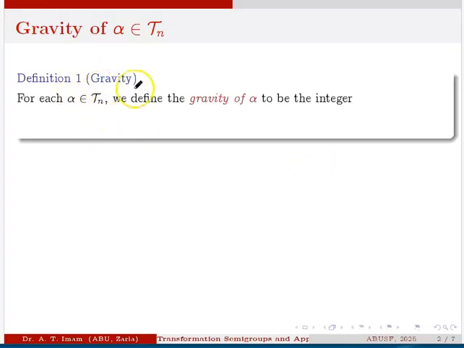So we define what we mean by the gravity of alpha. For each alpha in Tn, Tn being the semigroup of all finite full transformations on a set X_n of 1 to n elements, we define the gravity of alpha to be the integer g(alpha), which is equal to n plus c(alpha) minus f(alpha). Here c(alpha) is the number of cyclic orbits of alpha, and f(alpha) is the number of fixed points of alpha. We have defined this in lecture 6.